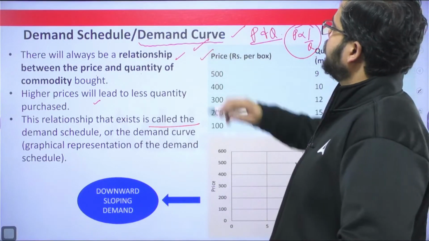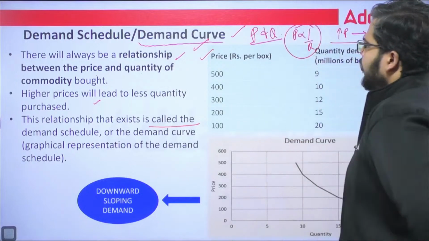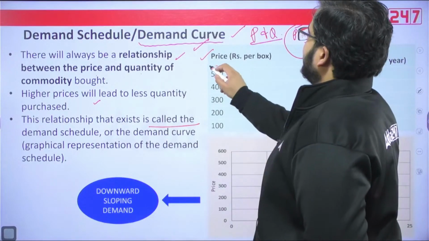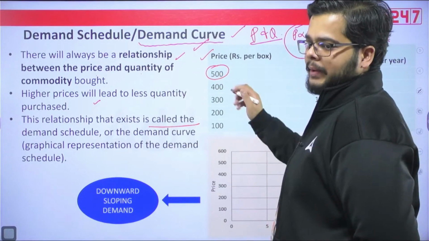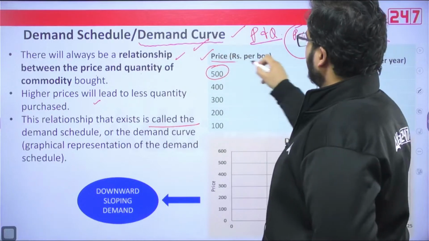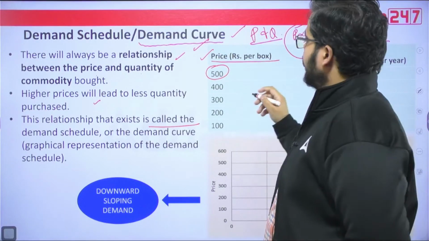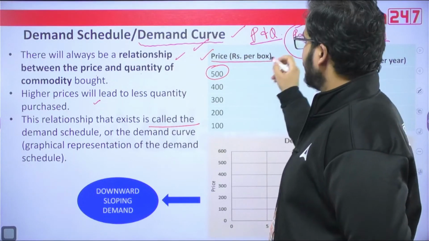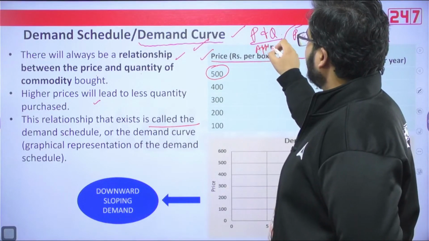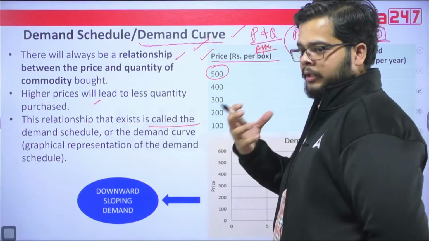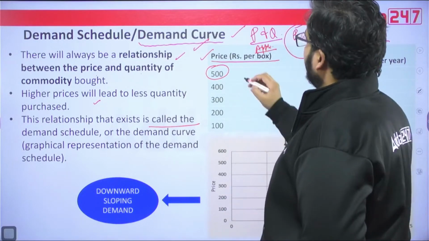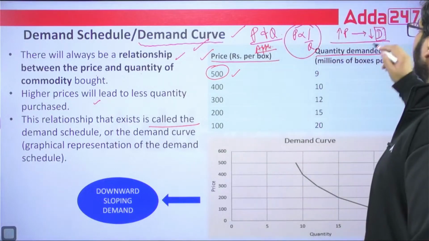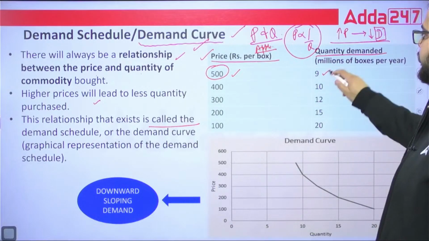Fine, let's move on to understanding this particular concept using an example. Now you see that there are two columns. One says the price of a particular commodity. Let's assume the commodity is apple, the price of a particular box having apples. Fine, apple box. One box of apples costs 500 rupees. Then the quantity demanded is 9.